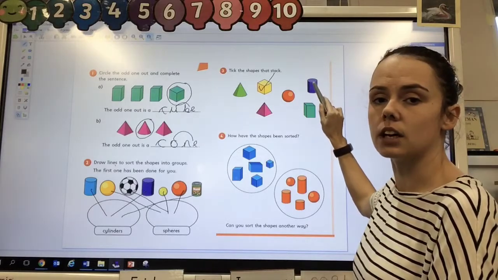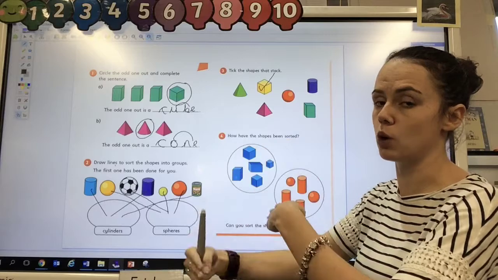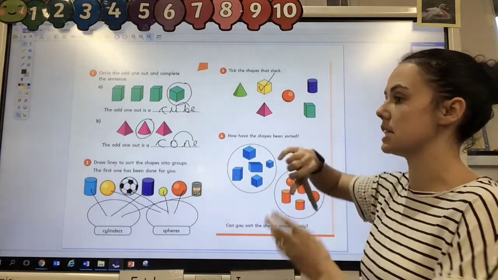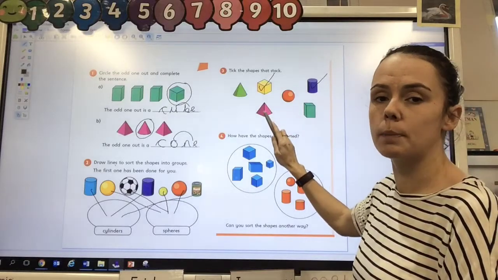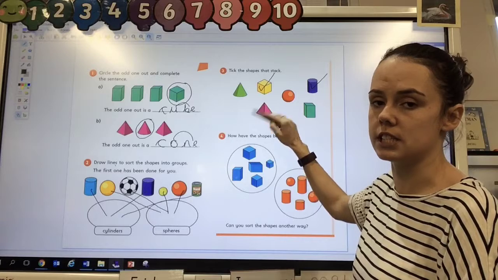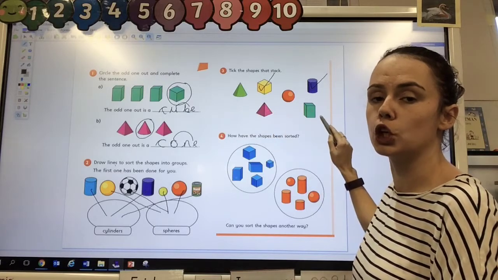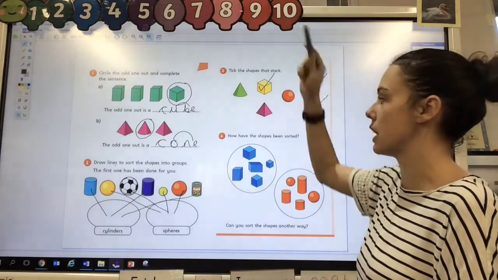A cylinder. Now remember, our cylinder, it didn't stack when it was on its side because it could roll, but it did stack if you stood it on its end, so well done. A square-based pyramid. No, it doesn't stack because if it sits on the vertices, it just falls off. And a cuboid. Yeah, well done, that does stack. You can just stack all on top.